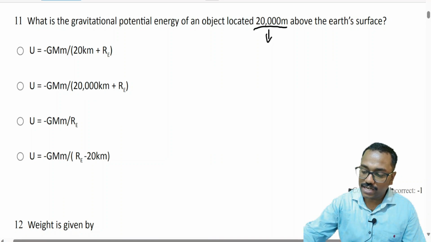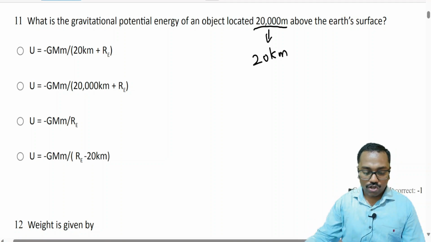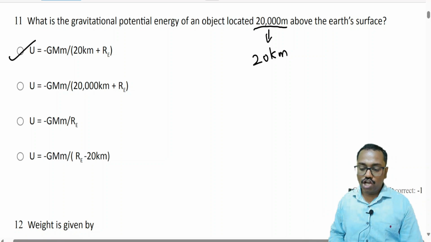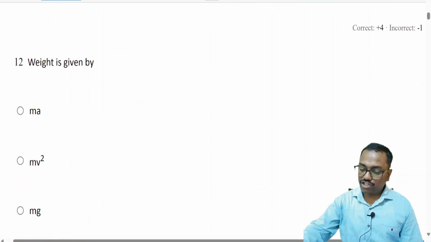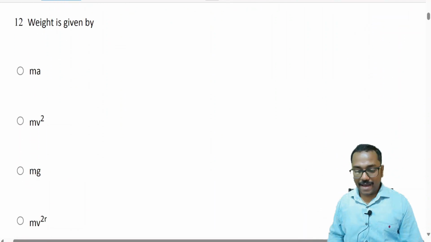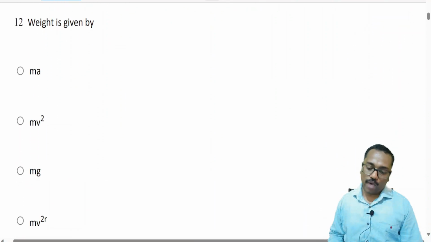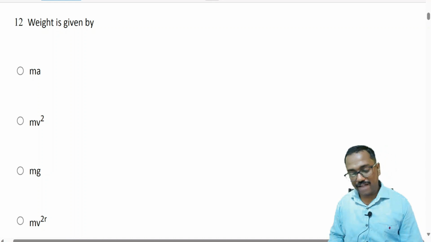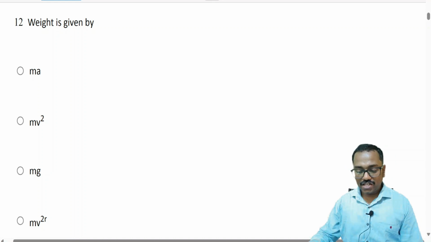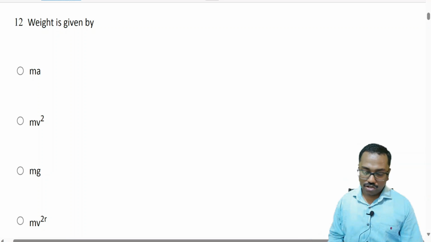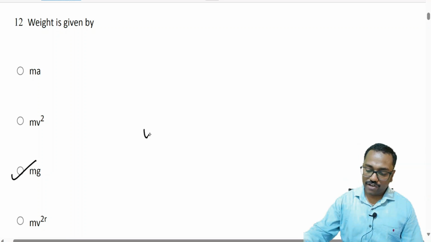So 20,000 meter is 20 kilometer, right? So your answer will be the first option, that is minus G M m upon 20 kilometer plus radius of the Earth. Now 12th question. Weight is given by option 1 ma, option 2 mv square, option 3 mg, and fourth option is mv raised to 2r. So its answer is mg. We already know W is equal to mg.